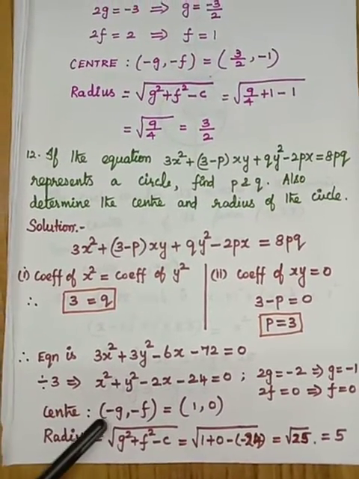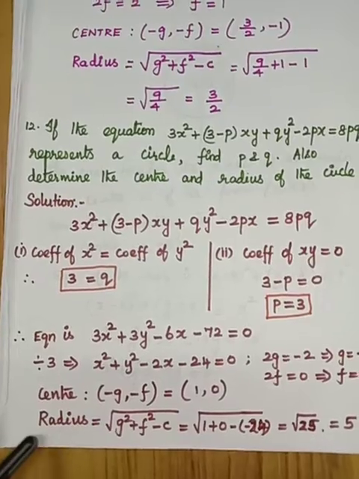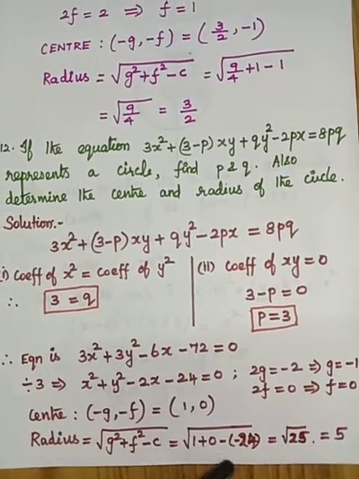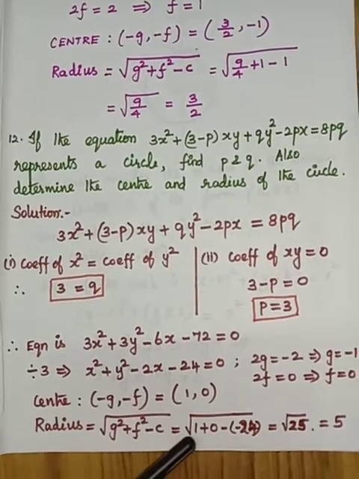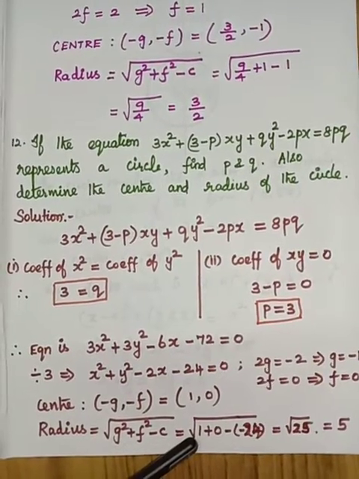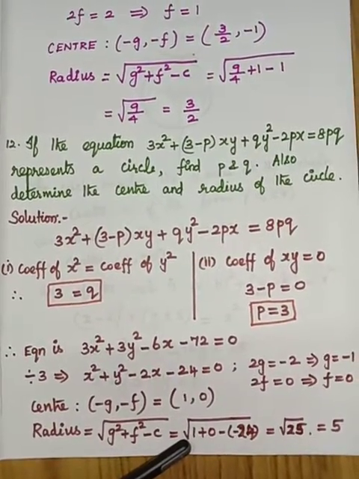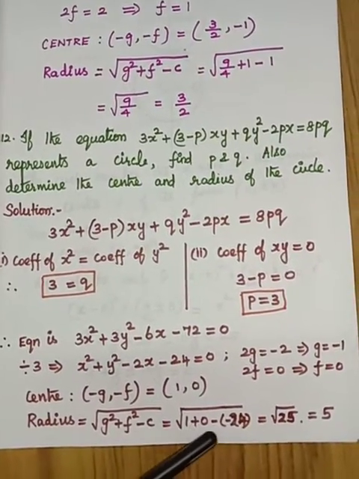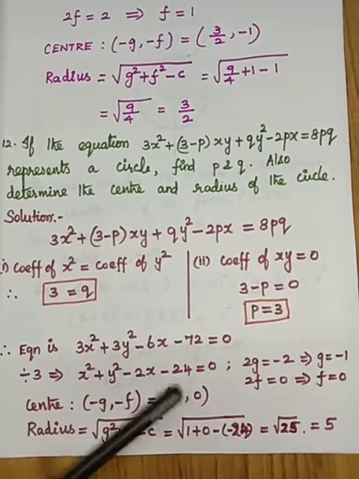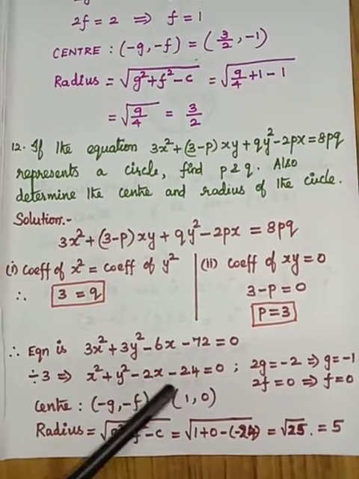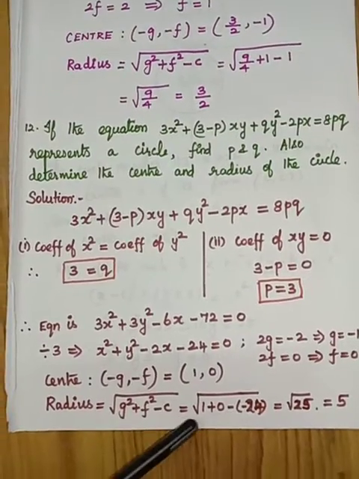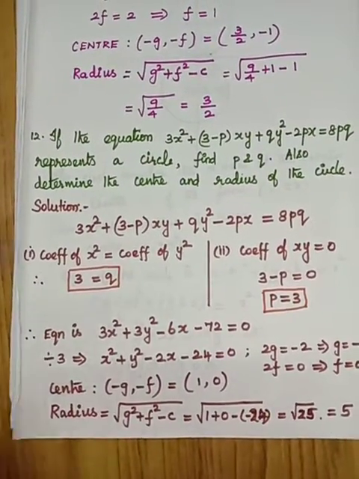What is the center? Minus g comma minus f. So radius is square root of g squared plus f squared minus c. So it has to be substituted. You look at this, g is minus 1, so minus 1 the whole square is plus 1. No f, so f value is 0. The formula itself has minus, and you look at your constant, it is minus 24, so minus into minus plus 24, plus 1 is 25, square root of that is 5.